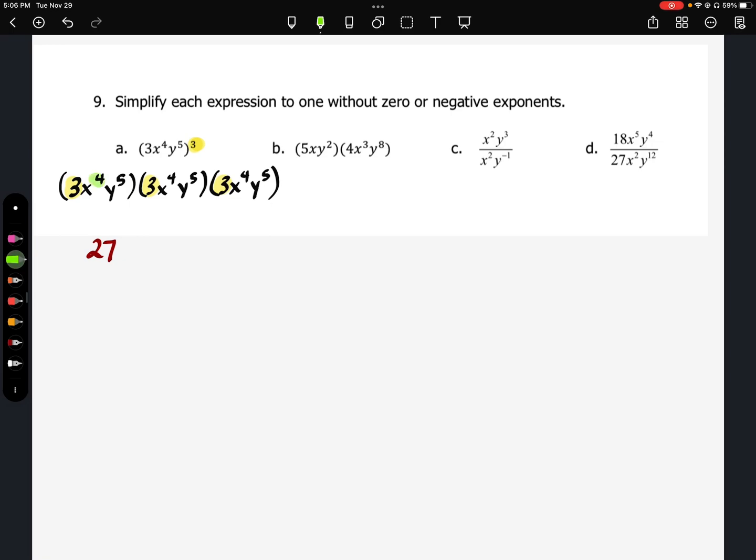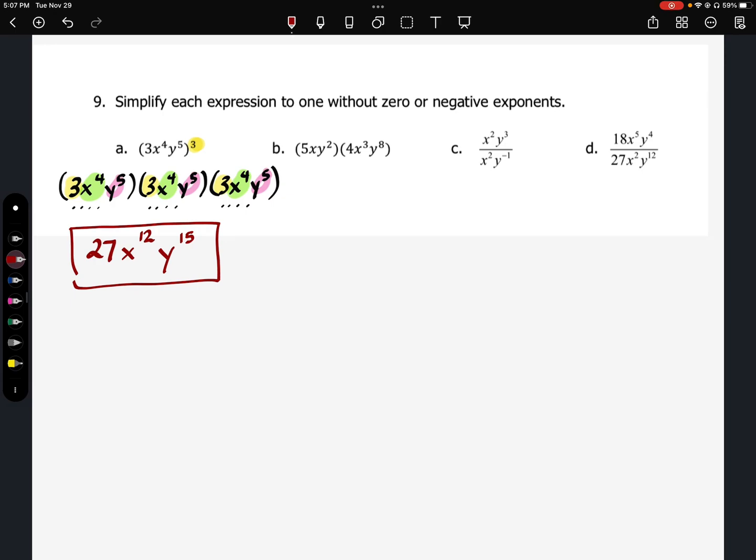And then when we look at x to the 4th times x to the 4th times x to the 4th, how many times are we really multiplying x's? Well, this one means x times x times x times x. This one's x times x times x times x, and so is the last one. So it looks like we're going to have 27x to the 12th power. And then we'll go through the y to the 5th, y to the 5th, and y to the 5th, which is going to get us to y to the 15th power. And that is our answer: 27x to the 12th, y to the 15th.